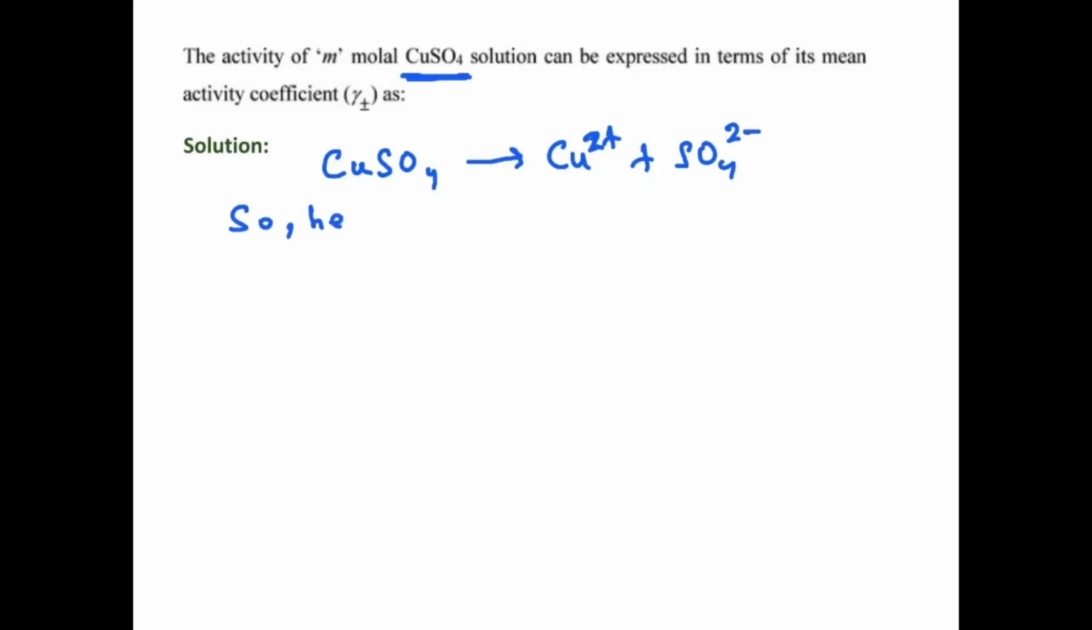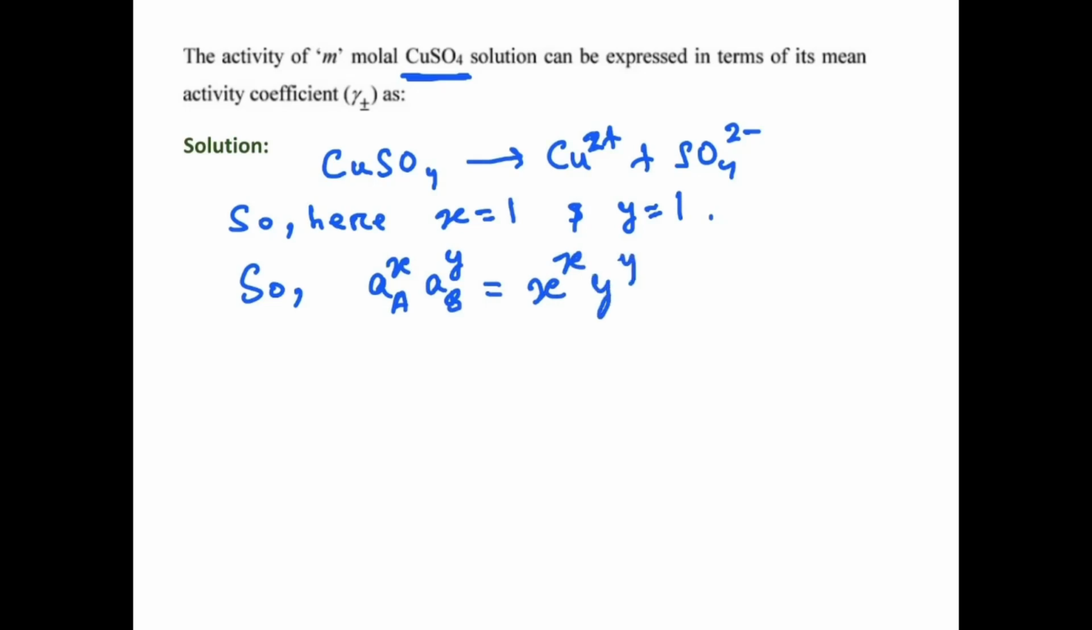Now coming to solving this question, the electrolyte that we are given is copper sulfate, which can dissociate into copper 2 plus and SO4 2 minus. So here x is equal to 1 and y is equal to 1. So we can write here the activity of the solution in terms of the mean activity coefficient gamma plus minus as activity of A to the power x into activity of B to the power y, that will be equal to x to the power x y to the power y m to the power x plus y gamma plus minus to the power x plus y.